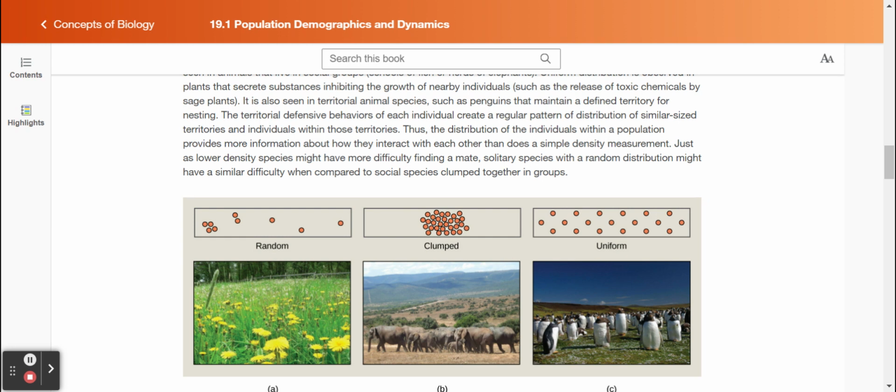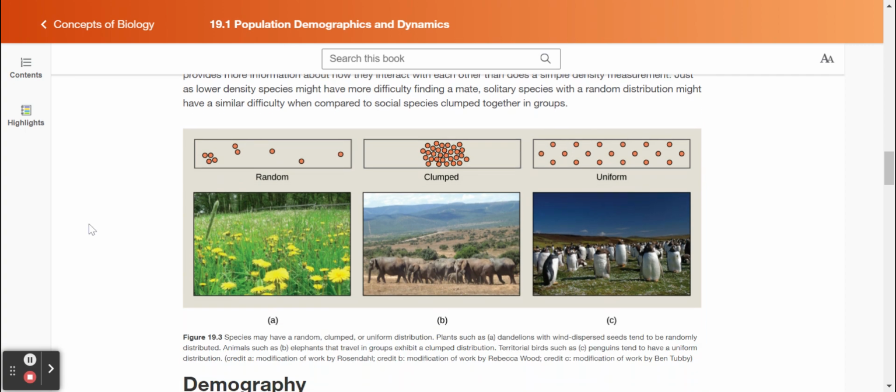territories. Thus, the distribution of the individuals within a population provides more information about how they interact with each other than does a simple density measurement. Just as low-density species might have more difficulty finding a mate, solitary species with a random distribution might have a similar difficulty when compared to social species clumped together in groups.